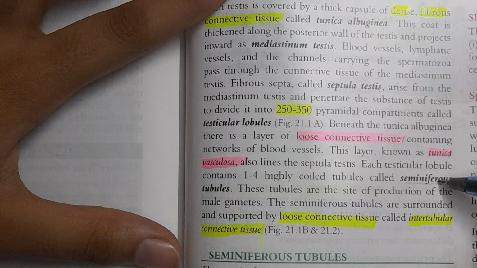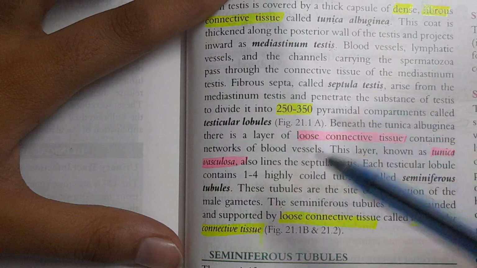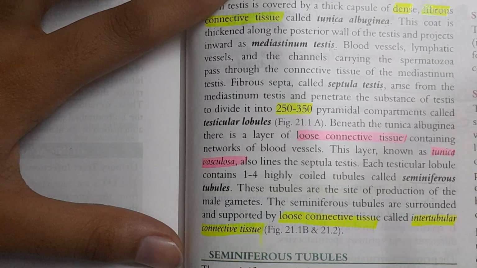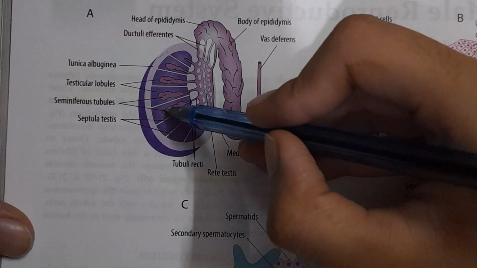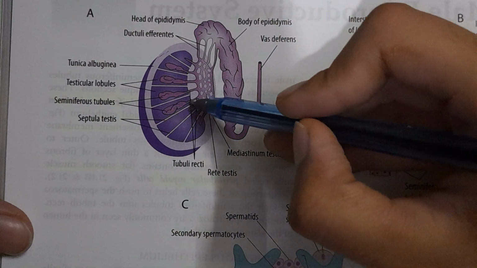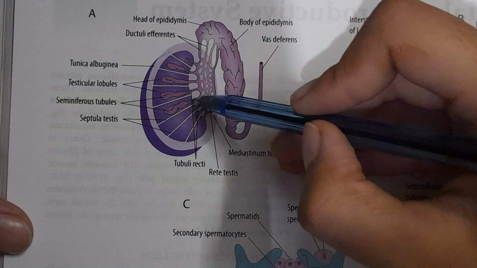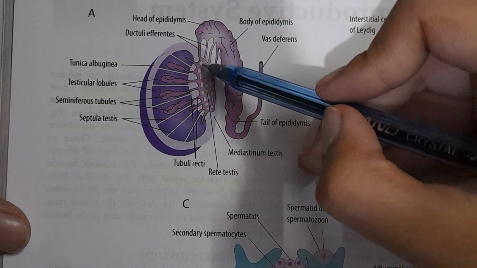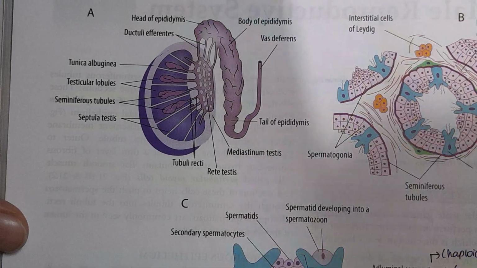Now the seminiferous tubules present in each lobule number 1 to 4, and they have a blind end as well as a posterior end, which has the straight tubules. Let me show you this. So they have a blind end over here and a posterior straight end, which gives the straight tubules, and the straight tubules then form the rete testis. Now I'm going to share the whole thing over here.